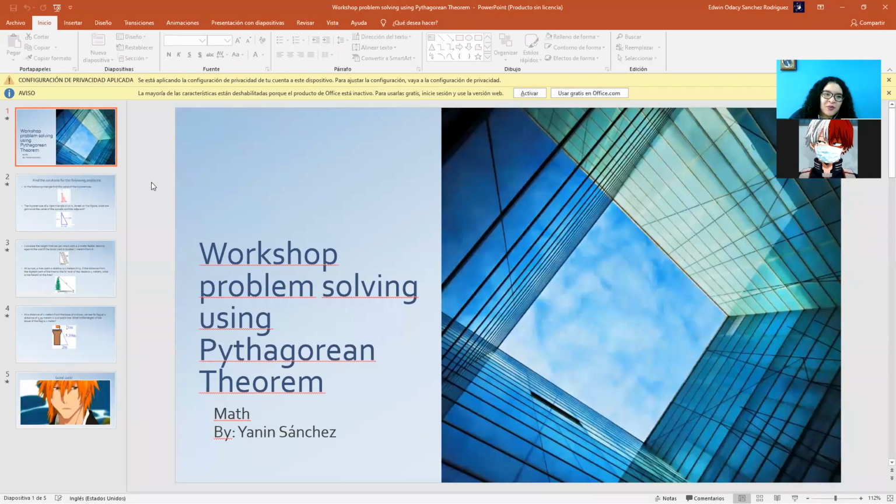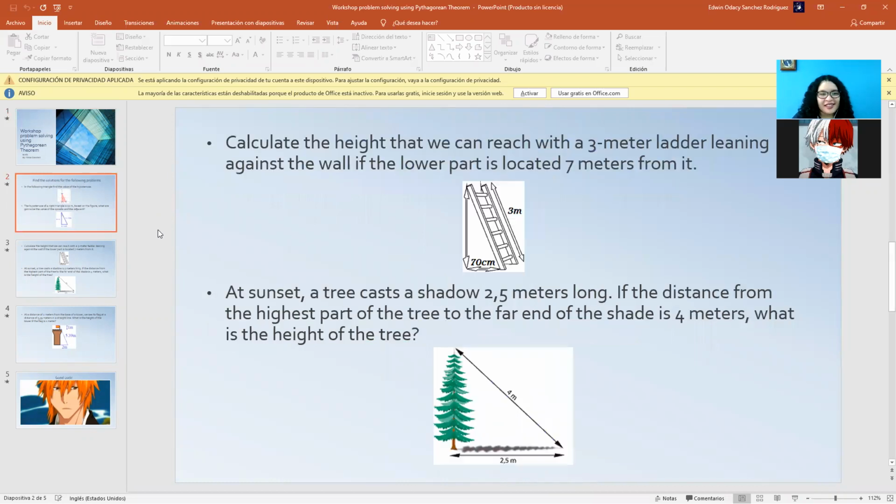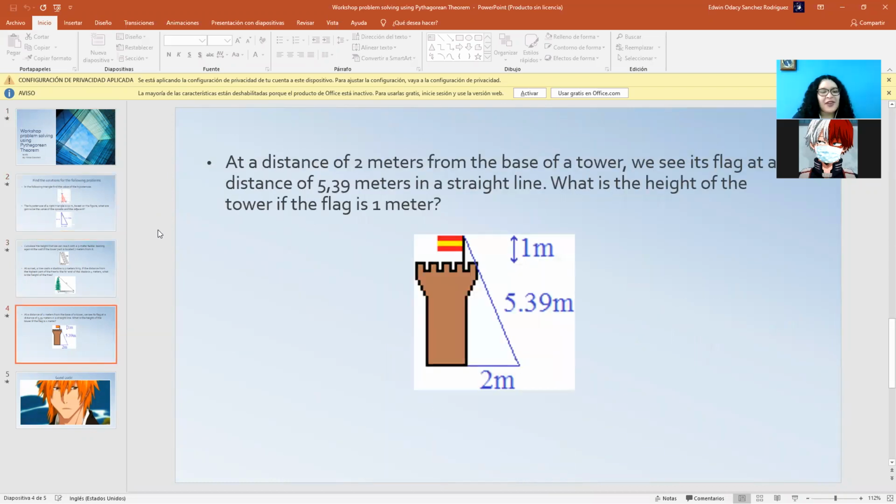Okay, guys, this is going to be your class for today. We are going to perform a workshop about problem solving using the Pythagorean theorem. This seems like it's really long, but it's not. That is because I have these pictures illustrating these exercises. That is the reason this looks really long, but it's not. There are only 5 exercises as always.